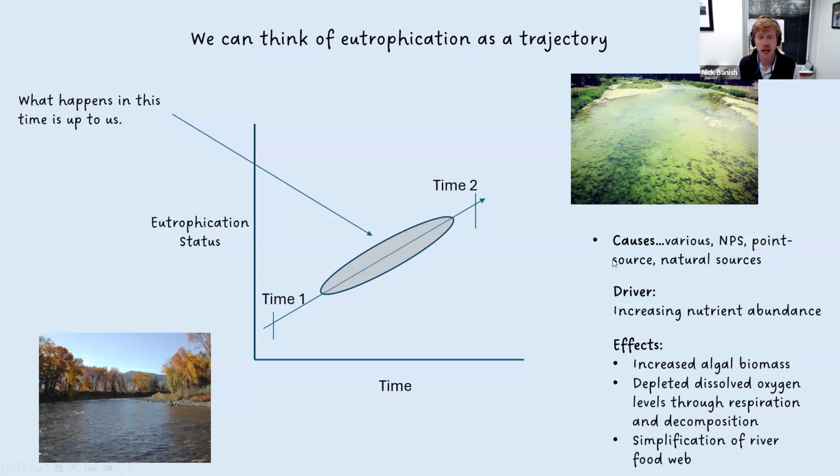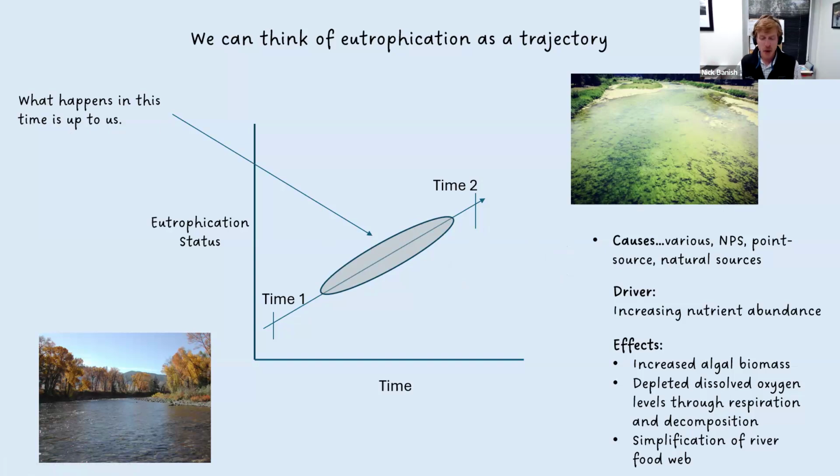And I would also say that in between time step one and time step two is this gray box, which I've described as what happens in this time is up to us. That is to say, if we want to prevent or control eutrophication, there are things that we could be doing to accomplish that.